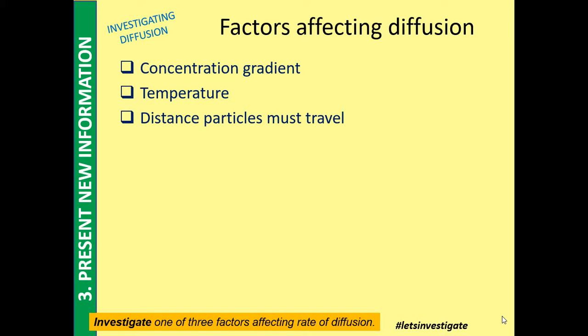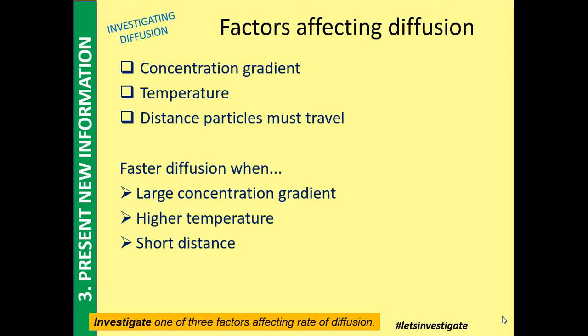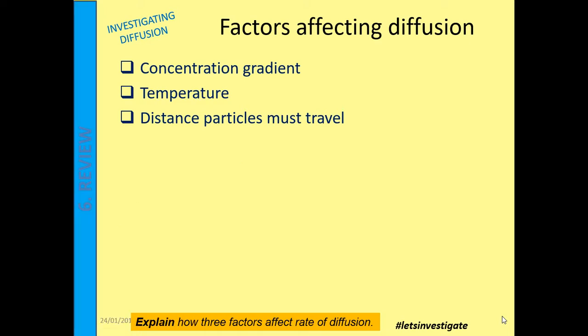Whereas if we're in a sports hall and we take the chips, it takes a lot longer for the particles to diffuse across the whole area, and once it has completely diffused, the concentration is much weaker than it would be in the lift. So to confirm then, faster diffusion when there is a large concentration gradient, a big difference between the concentration of the particles in each area, when we have a higher temperature, and when there is a shorter distance to travel.